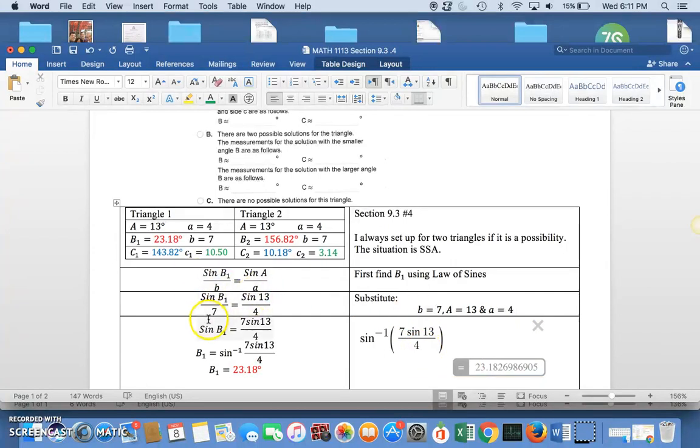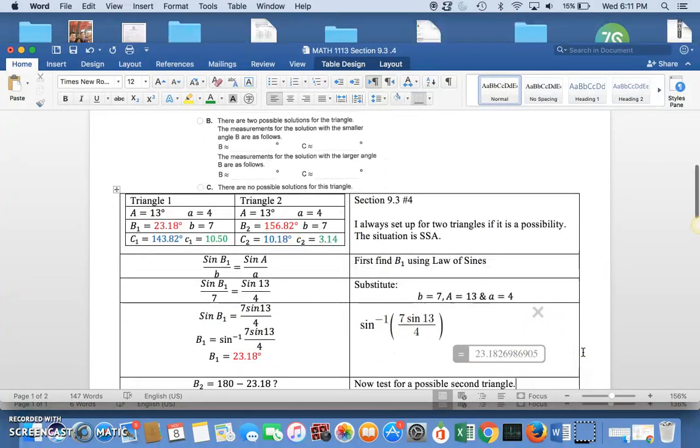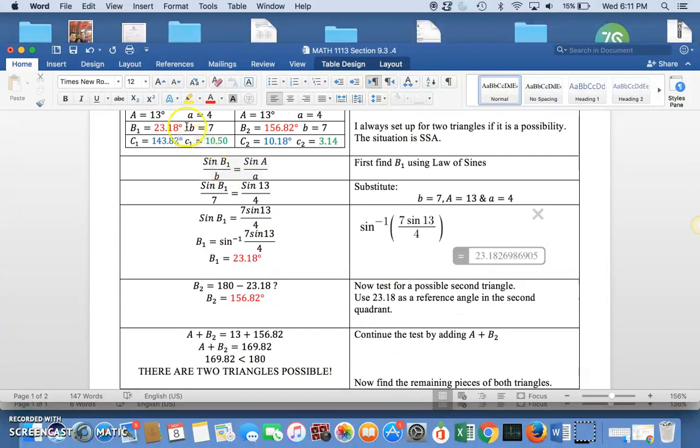You cross multiply. The 4 ended up here with that. You don't want it there, so you end up dividing it. That's what you end up with. This is definitely one answer. There's a possibility of a second answer. Now, this could be the reference angle of a second angle that would be between 90 and 180, in other words, a second quadrant angle.